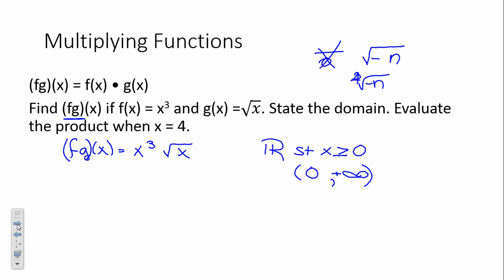Okay? Last thing, what are we supposed to do? Find the product when x is 4. So this time we can't use synthetic division. We just have to plug them in. Okay? We're going to take 4 and cube it. And then we're going to take the square root of 4 and we're going to multiply our result.